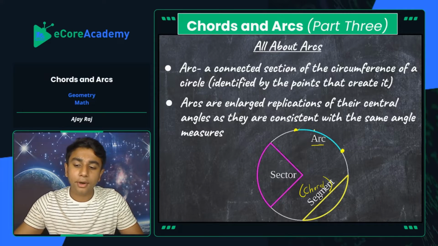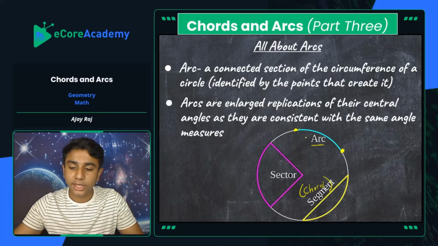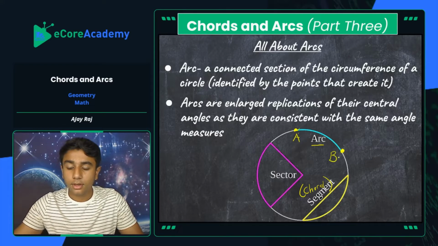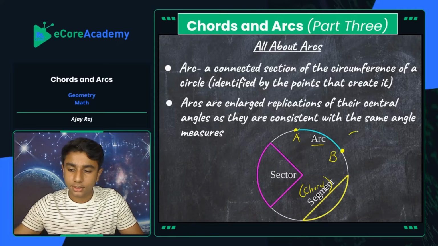It's taking some part of the circumference of your circle and basically identifying it. And the way that an arc is identified is you take its endpoints. Say, for example, you have endpoints A and B. It's identified by its endpoints, and it's classified by this.